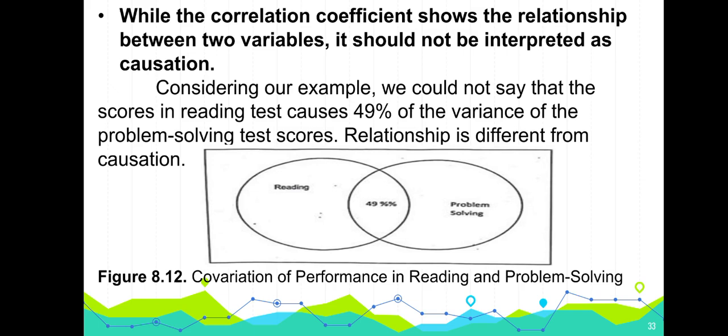While the correlation coefficient shows the relationship between two variables, it should not be interpreted as causation. Considering our example, we could not say that the scores in the reading test cause 49% of the variance of the problem-solving test scores. Relationship is different from causation. This shows the covariation of performance in reading and problem solving.